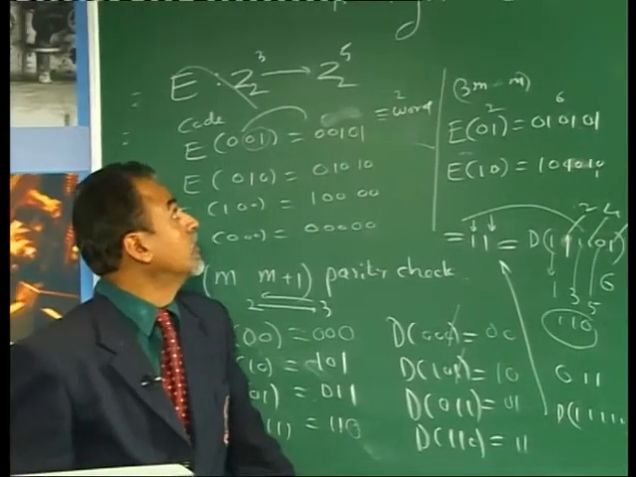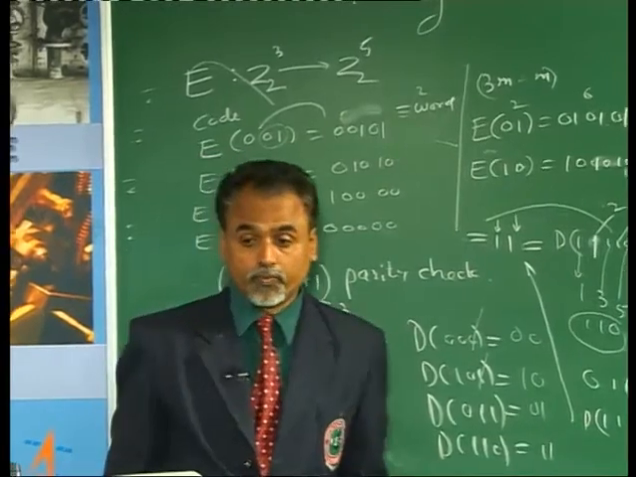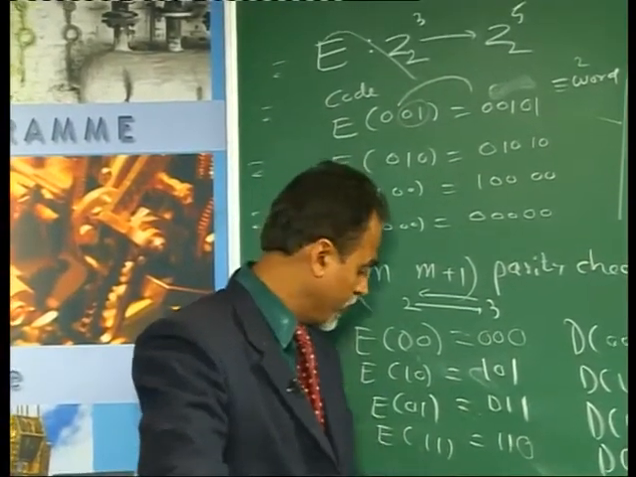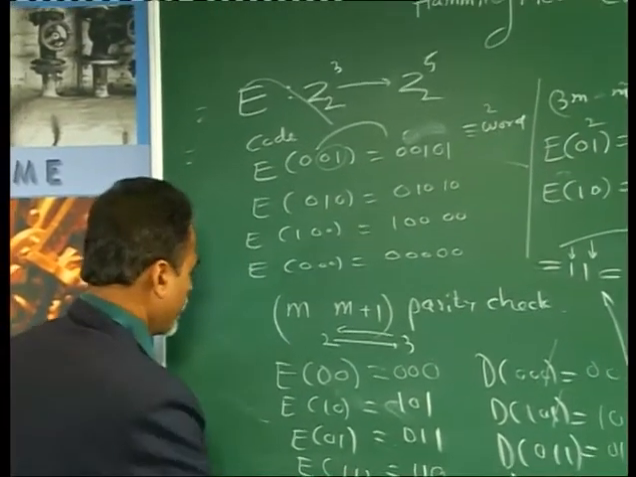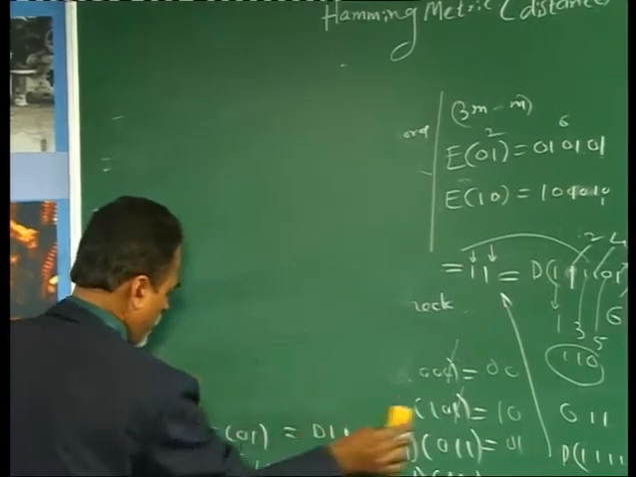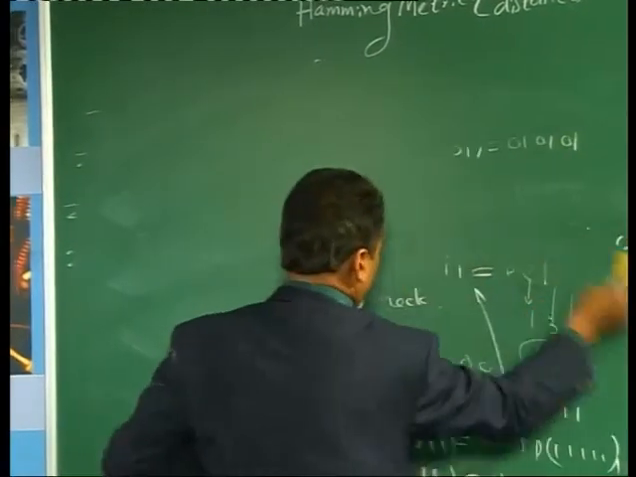How do we utilize this to have a distance concept? So what is meant by Hamming distance? Using all these we have to see. To understand the next concept, we have to introduce a very, very important definition in coding theory.